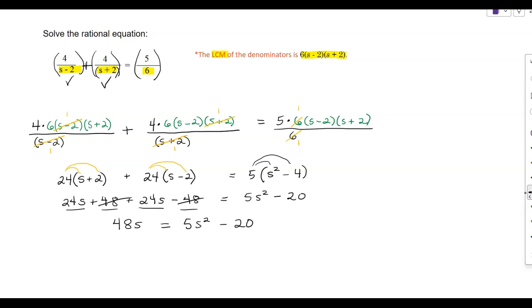And since my leading coefficient is positive on the right side, I'm going to go ahead and move everything over there. So let's subtract 48s from both sides. And no, there's nothing to subtract it from on the right, but we're going to fit it in descending order. And we'll see what we have. So we have this 5s squared minus 48s minus 20.